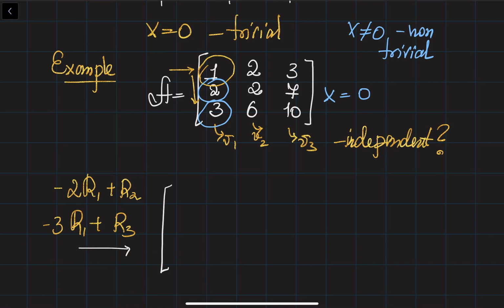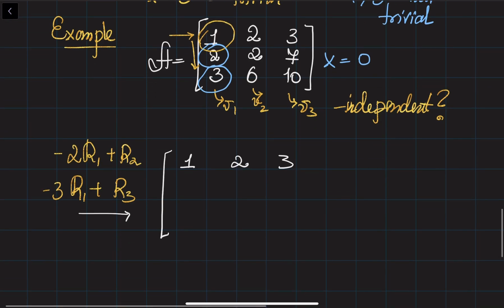So if we do this, what do we get? I'm going to copy the first row as it is. If you multiply all three entries on the first row, 1, 2, and 3, by minus 2 and add this to the second, what you get is 0, minus 2, and 1. If you multiply all of these entries on the first row by minus 3 and add this to the last one, what you get is 0, 0, and 1.